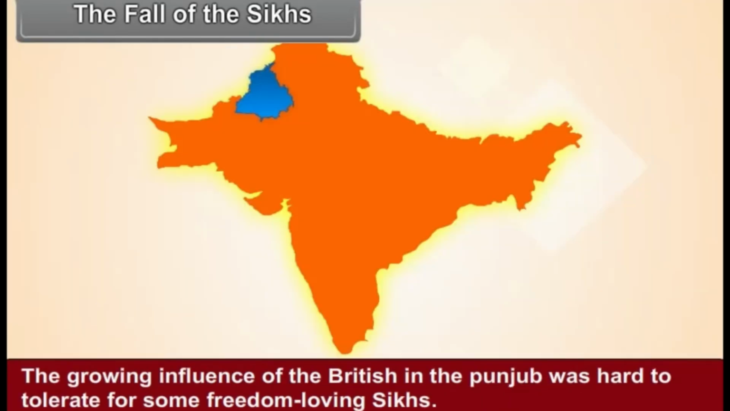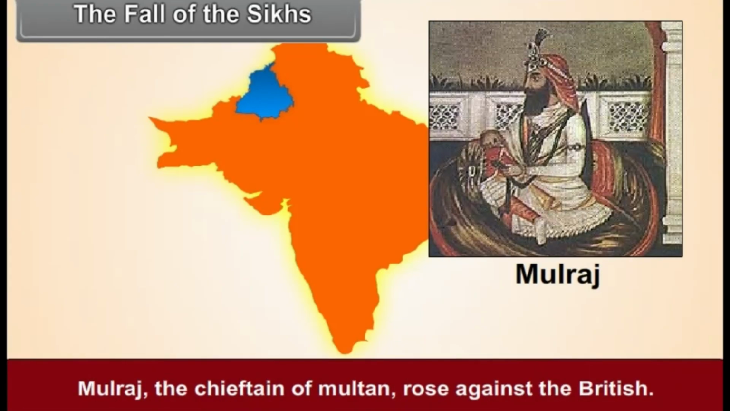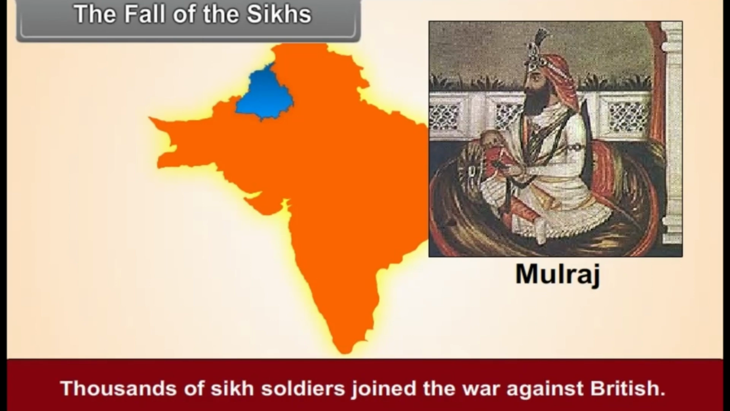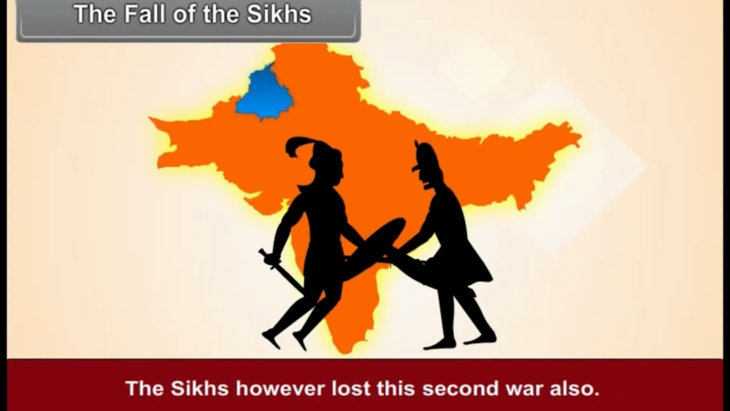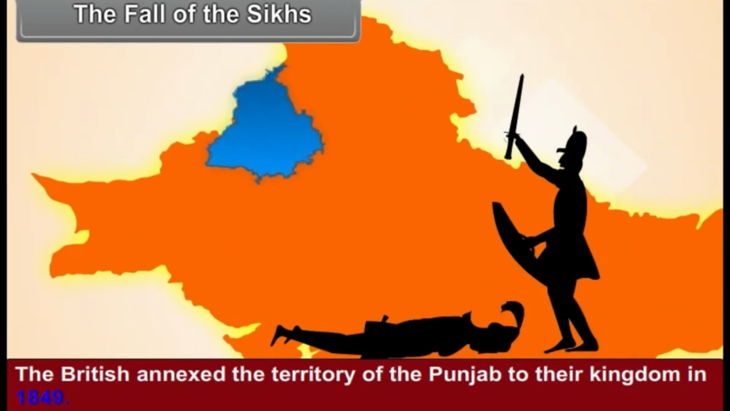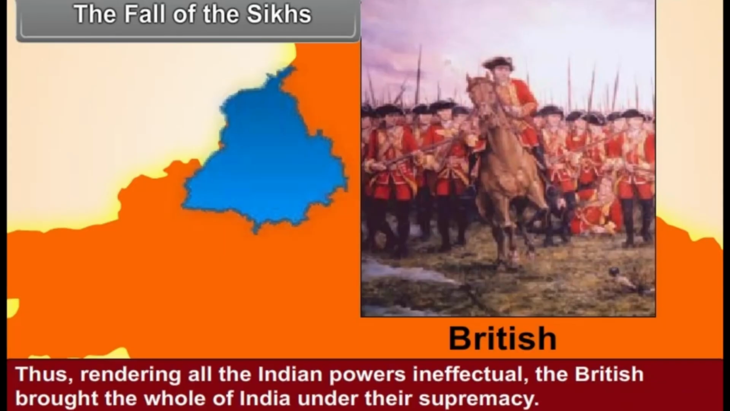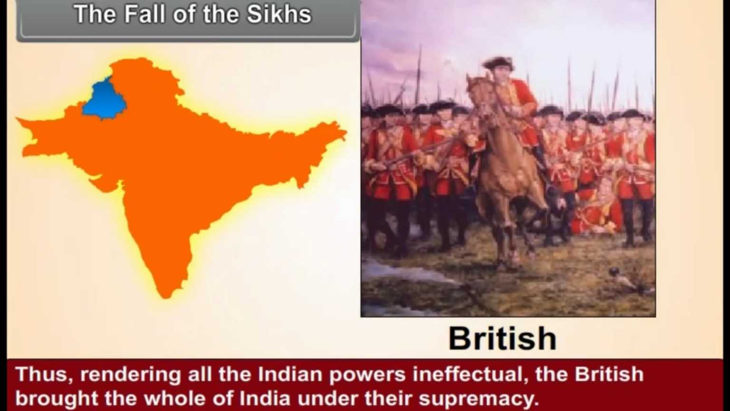The growing influence of the British in the Punjab was hard to tolerate for some freedom-loving Sikhs. Mulraj, the chieftain of Multan, rose against the British. Thousands of Sikh soldiers joined the war against the British. The Sikhs, however, lost this second war also. The British annexed the territory of the Punjab to their kingdom in 1849. Thus, rendering all the Indian powers ineffectual, the British brought the whole of India under their supremacy.